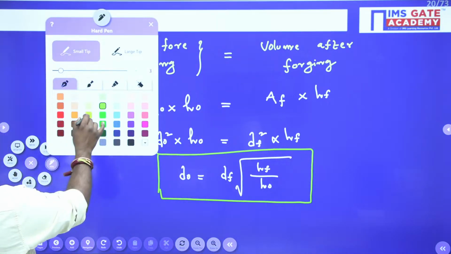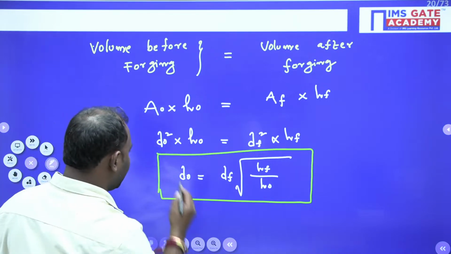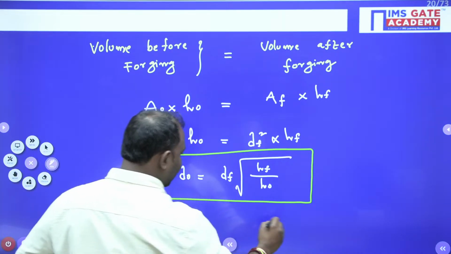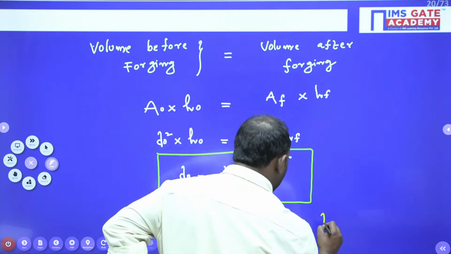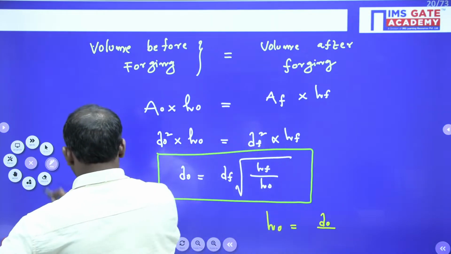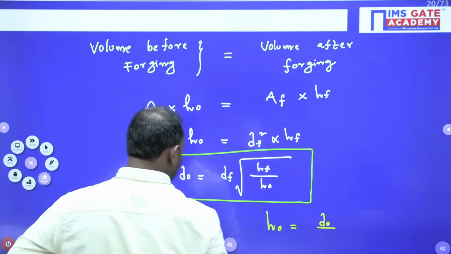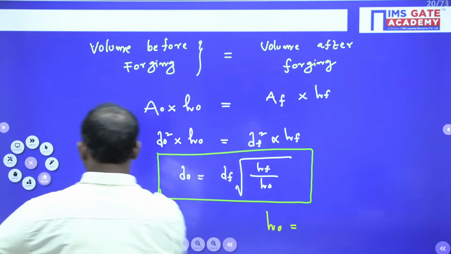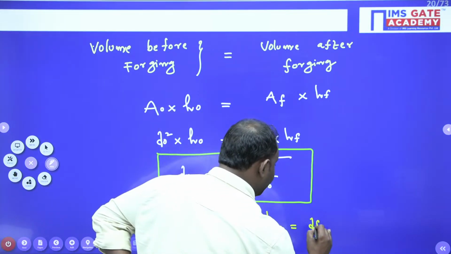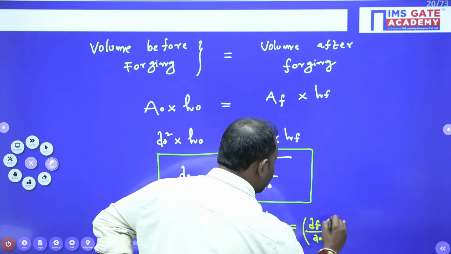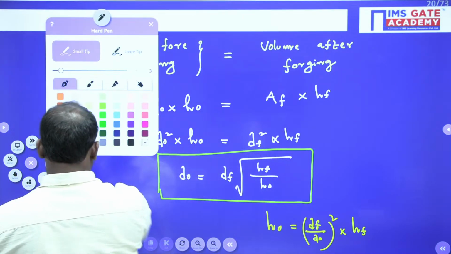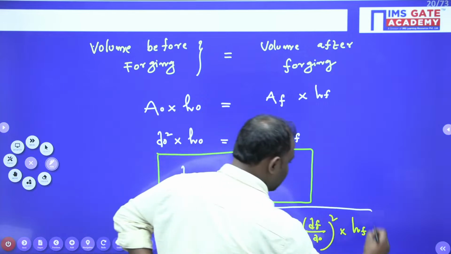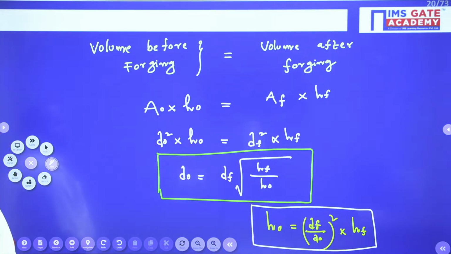Again we can also write this relation. If I want h0, I'll write h0 is equal to, not d0, df by d0 whole square into hf. So like that also we can write our formula, isn't it, guys? Done, right? This is the analysis of this.